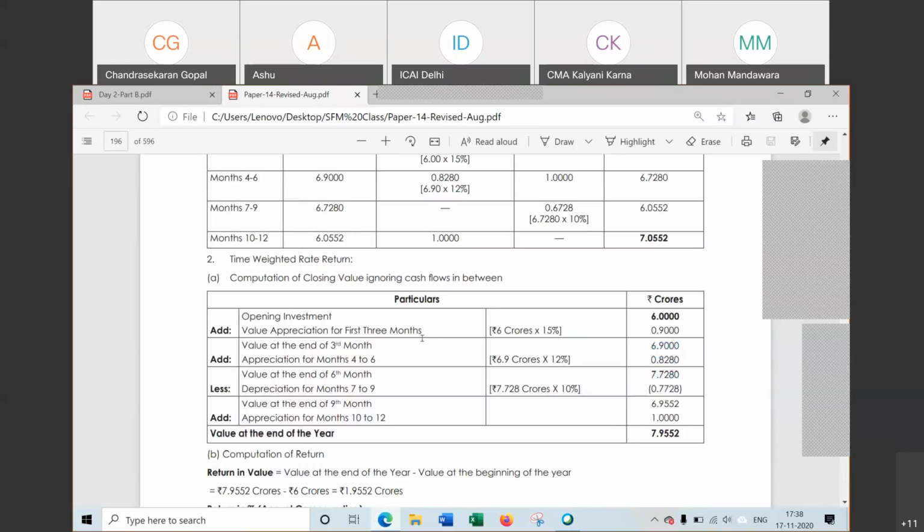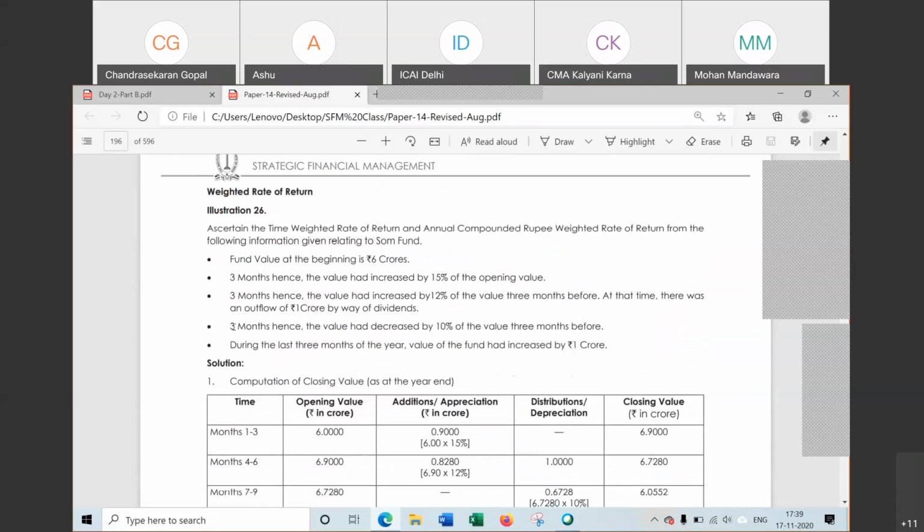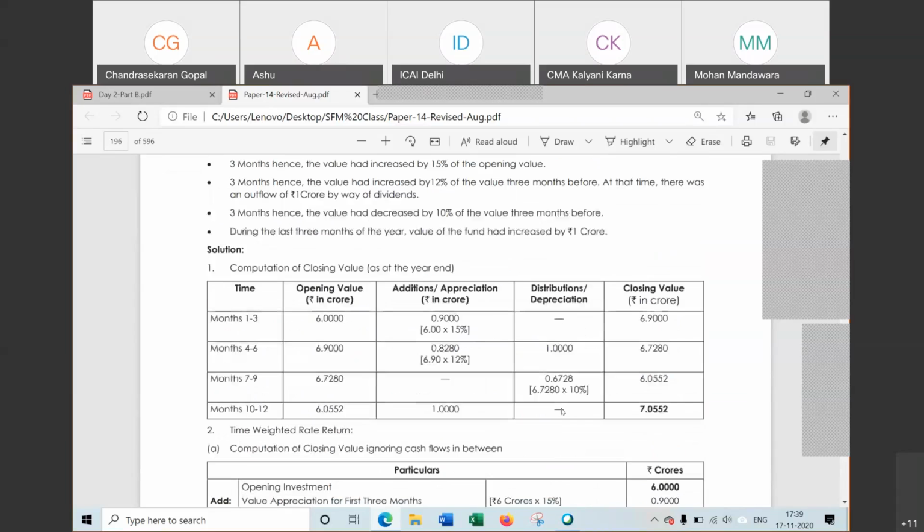For the first 3 months, value has increased by 15% and it became 6.9. Investment has become 6.9. Again, it has increased by 12%, so it becomes 7.728 at the end of 6 months. Now from this, in the next third month, that is after the first 3 months, then 6 months, then 9 months, the value decreased by 10%. Now the value will decline 10%. The decline will be there. It will be 6.9552.